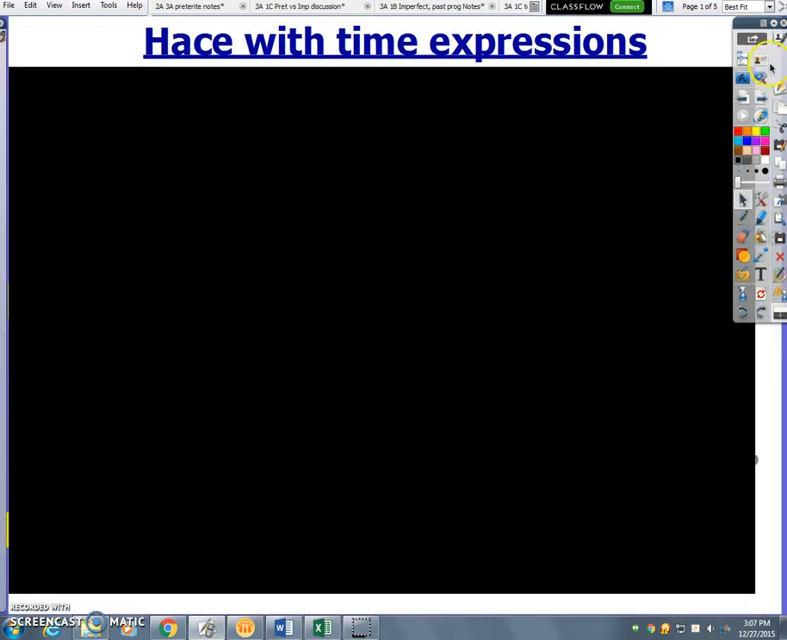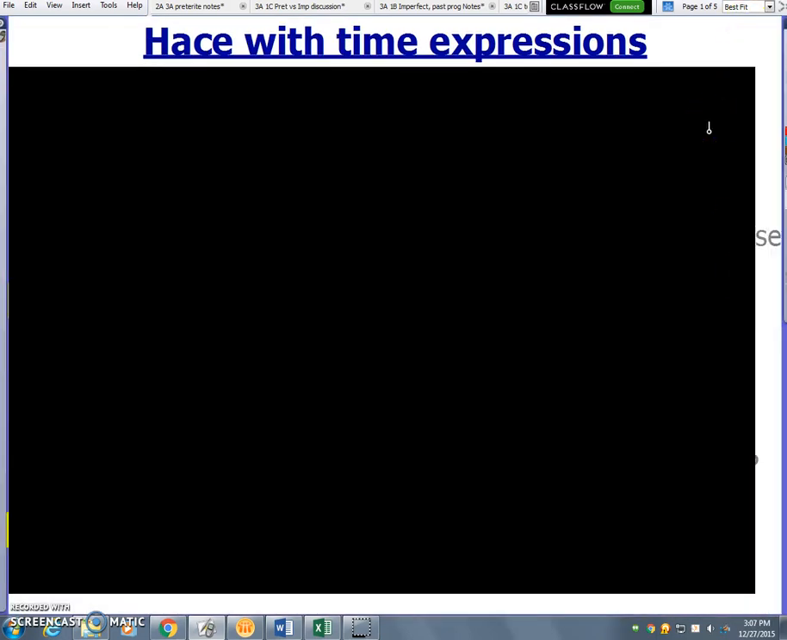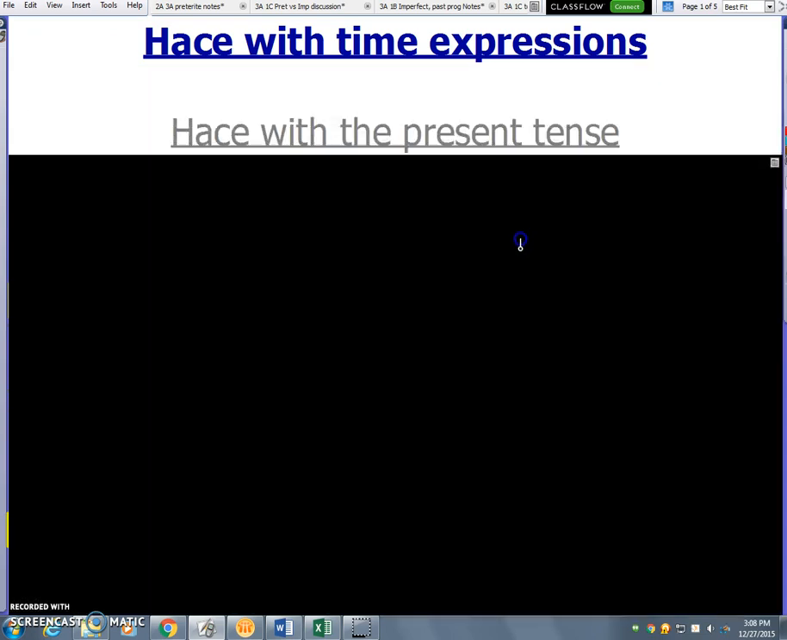Clase, one more thing that will be thrown around in this unit is hace with time expressions. Hace looks a whole lot like a conjugated form of hacer, but it has really nothing to do with hacer. So you can see hace with the present tense, and I have this slide in gray because it's not a main focus of this unit, but it is something that I do want you to write down and be aware of.